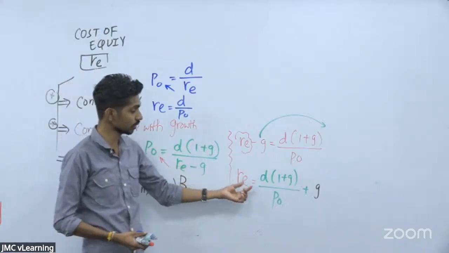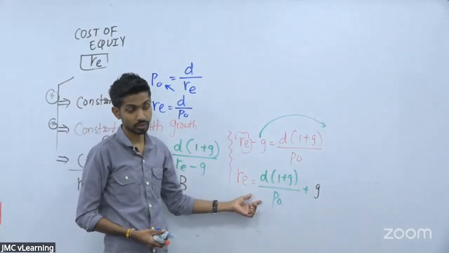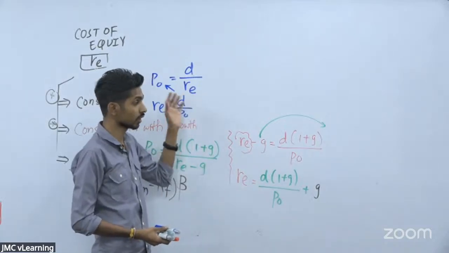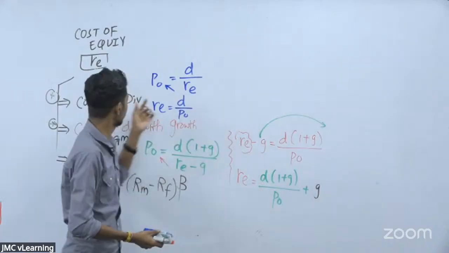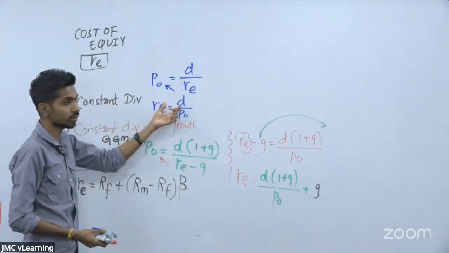Growth means you have to use the second formula, the second method. Got the point? Here, if it is a constant dividend, that is for an infinite period, until the end of the organization there will be a fixed dividend, then you can use this method.